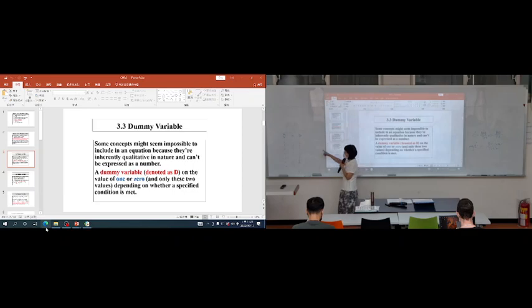I just showed that if you have 2 categories, I use only 1 D to identify the 2 categories. Then how about 3 categories? How do I do it? I cannot use another number. I can just use 0 and 1.